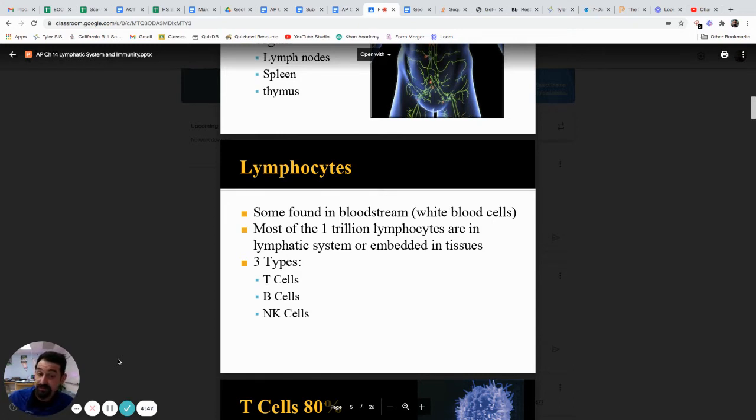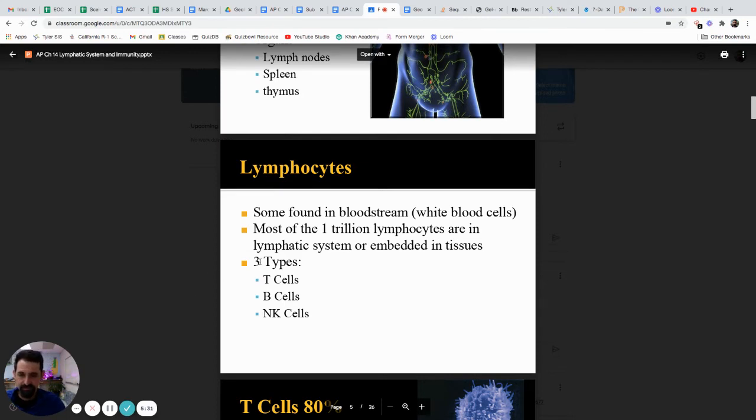Most of the 1 trillion lymphocytes, that's a lot of cells that you have in your body, are in your lymphatic system or embedded in tissues. Most of them are not in your blood. Now, if someone gets sick and we don't know why, they will do a white blood cell count in your blood. If you have an excessive number of white blood cells floating around in your bloodstream, it means there's a problem somewhere and you're generating more of those, or they're migrating out of the tissues into the bloodstream to help solve a problem. However, you do have these embedded all over the place under your skin. They're ubiquitous in your body because you never know where that invasion is going to come from.